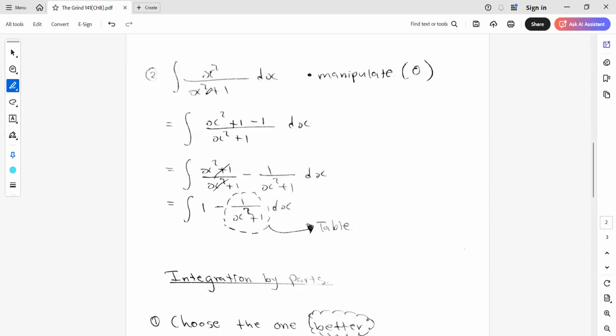And then if you say your u is going to be x squared plus 1, well, if you derive that, it's going to give you 2x. Still, it is not going to cancel what's on the top. So you must have a strategy. The strategy is to manipulate that by adding a 0.